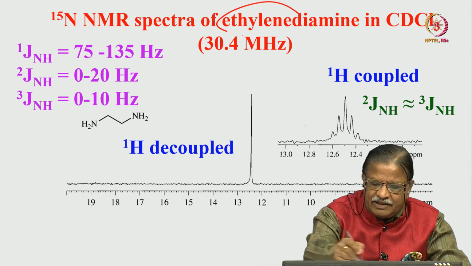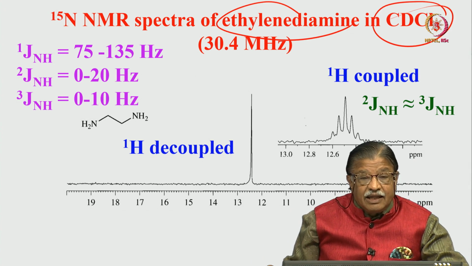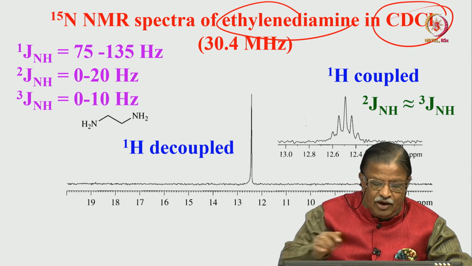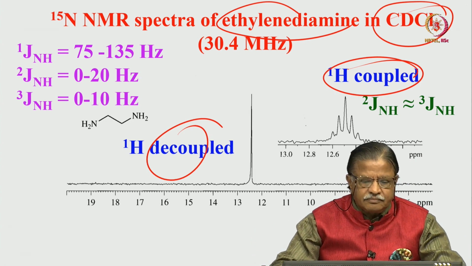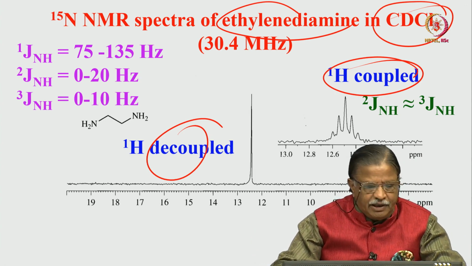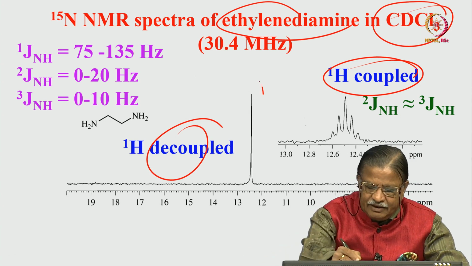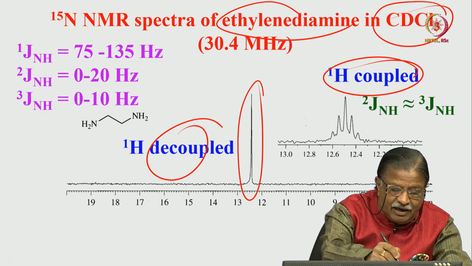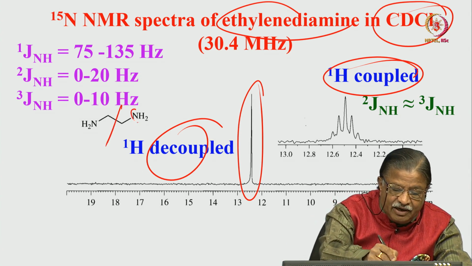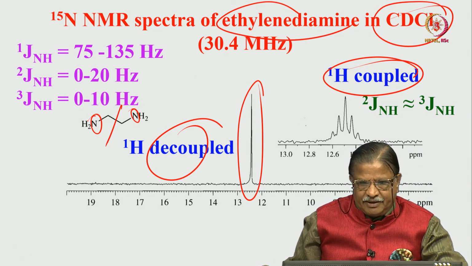This is an example of ethylene diamine in CDCl3, and this is the spectrum. There are 2 spectra given here, one proton decoupled, the other proton coupled. In the proton decoupled case, you can clearly see we are going to get a single peak because there is symmetry here. There are only 2 nitrogens, both chemically equivalent, so you are going to get a single peak.